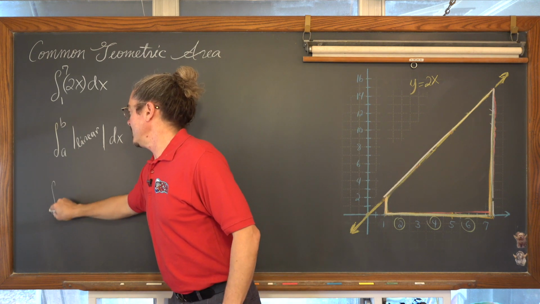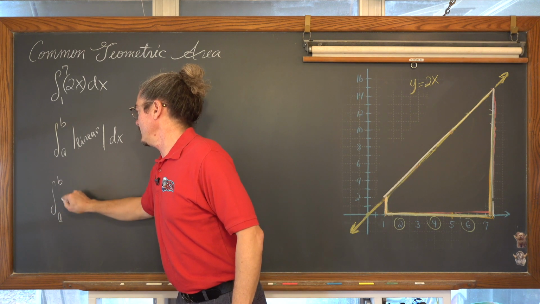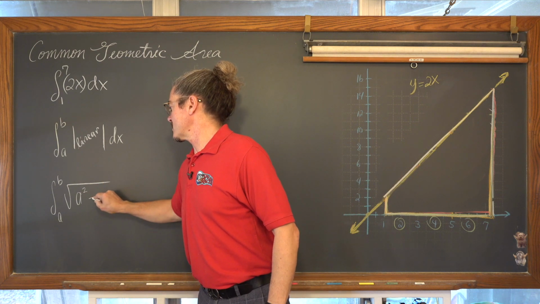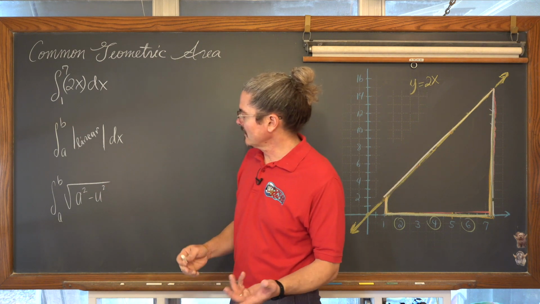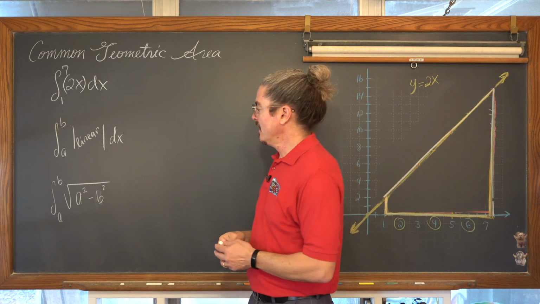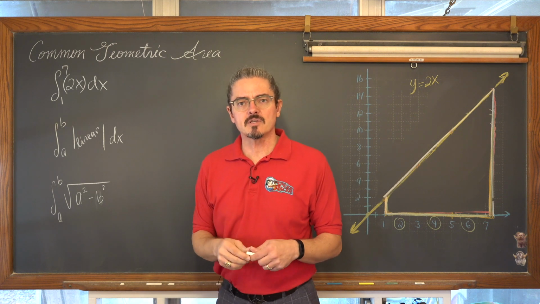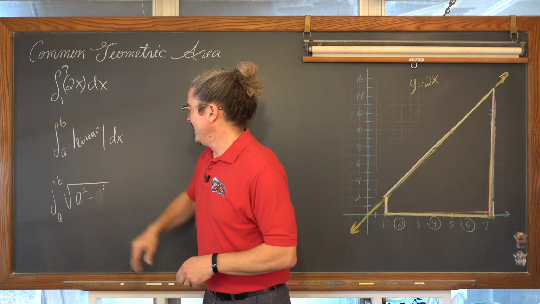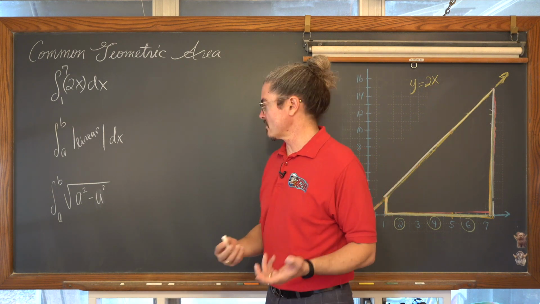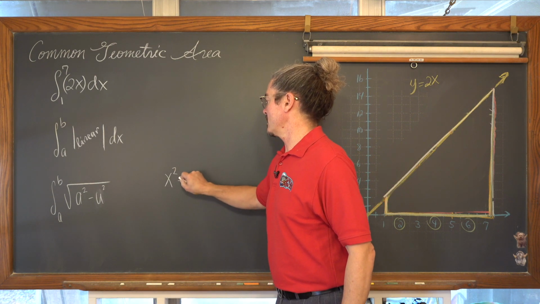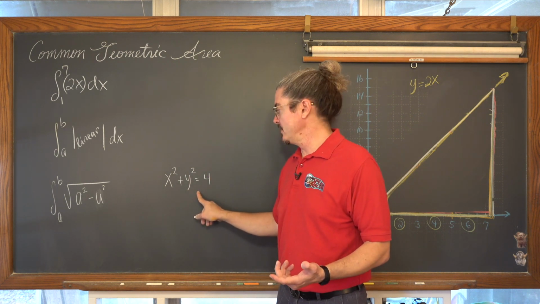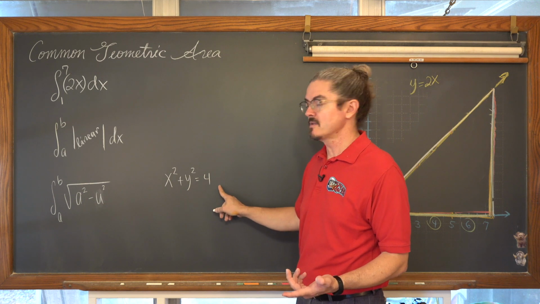If you have a definite integral from a to b and your integrand is a square root with a difference of squares, one of these is going to be a function and one of these is going to be a constant. That is an indication that you have a common geometric region, which is a circle, right? If you have something like x squared plus y squared is equal to 4, that's the equation of a circle whose center is at the origin and whose radius is 2.